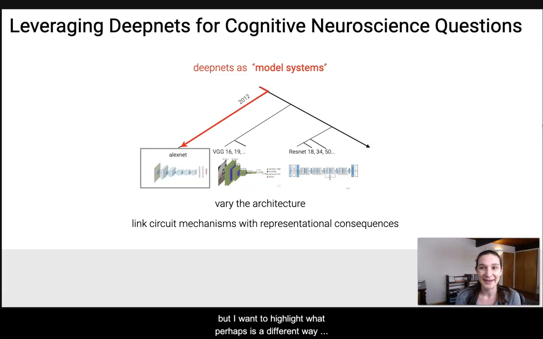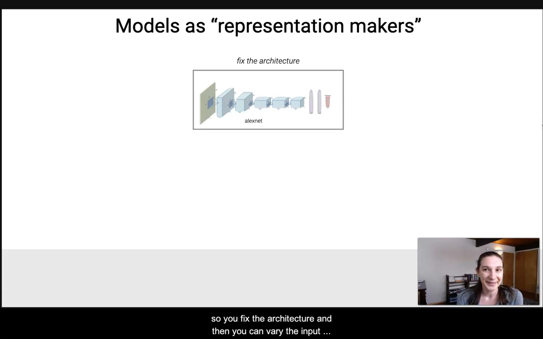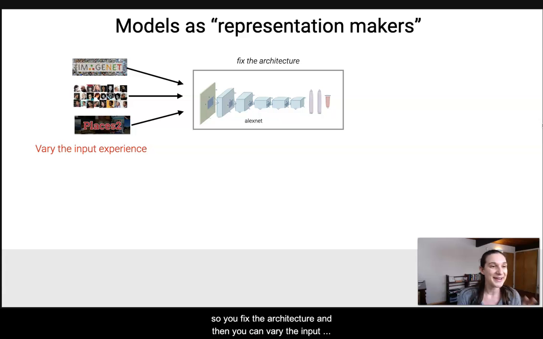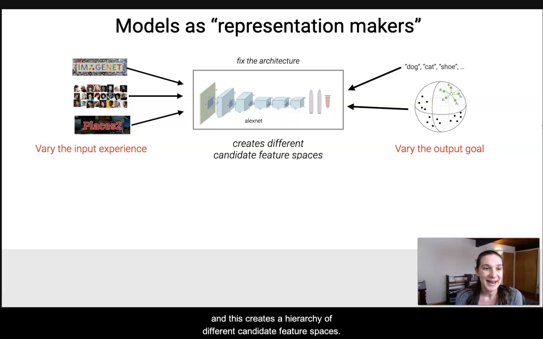But I want to highlight what perhaps is a different way these networks can be used, and that is to use them as little representation makers. So you fix the architecture, and then you can vary the input experience or the goal or the representational pressure being put on this, and this creates a hierarchy of different candidate feature spaces.